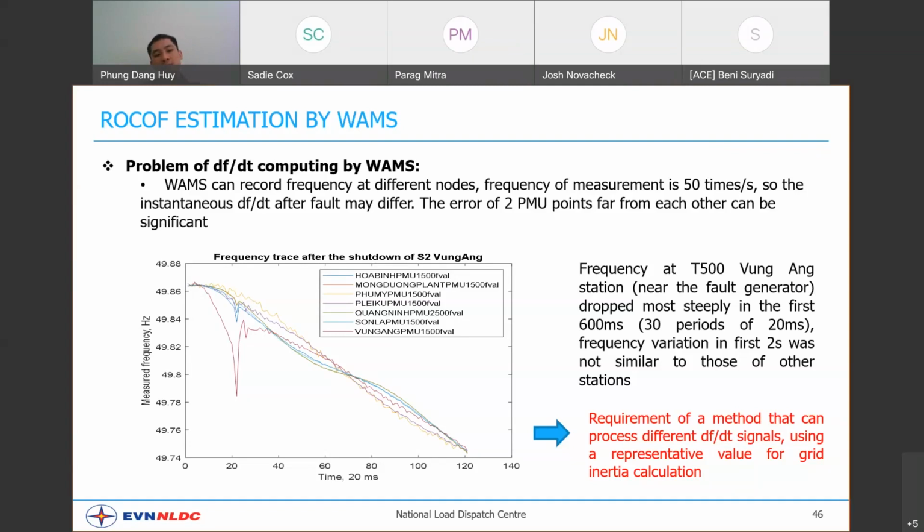The one in red color is quite fluctuated because it is very nearby to the location of the fault. And with this difference, we will have to have a process to handle these differences in the frequency readings, so that we can determine the RoCoF for this event. Next slide, please.